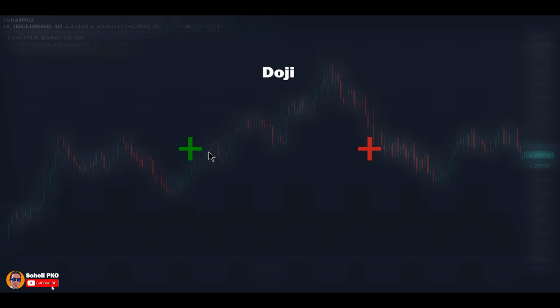A doji is similar to spinning tops with short shadows, but in this candle, the opening and closing prices are approximately equal or totally equal in the ideal situation, and it looks like a plus sign. Similar to spinning tops, a doji also shows indecision and a standoff between the forces of buyers and sellers. And compared to spinning tops, the degree of indecision for dojis is higher because we don't have a body, we have small shadows, and this tells us that buyers and sellers were not active in the session.